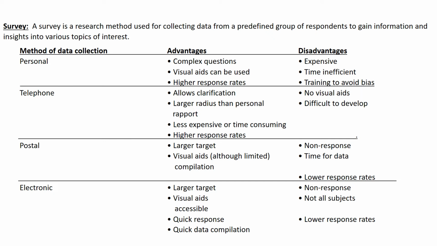The telephone, you can talk to more people quickly. It's less expensive than paying someone in person. You also get a high response rate. However, it's very difficult to get someone to listen to you and trust you over the phone when they're a perfect stranger, especially when you call them at dinner or at lunch or an inconvenient time.